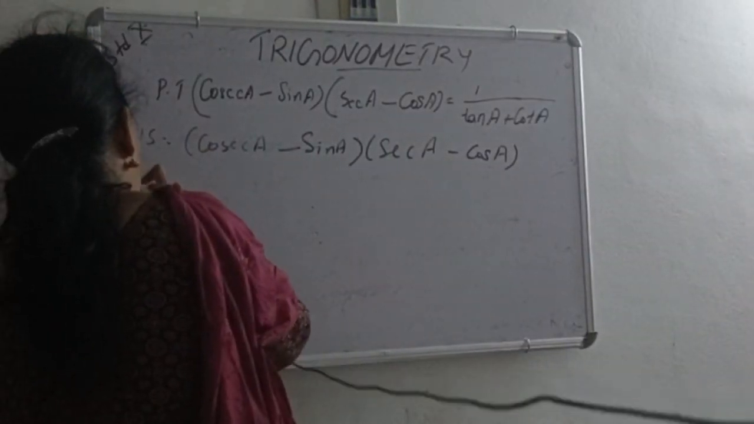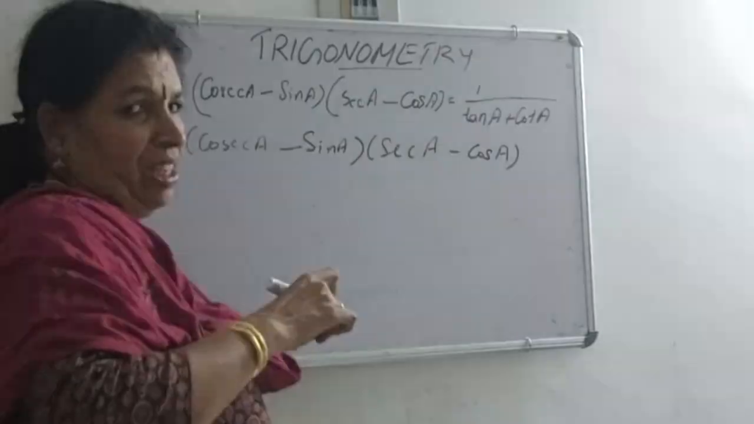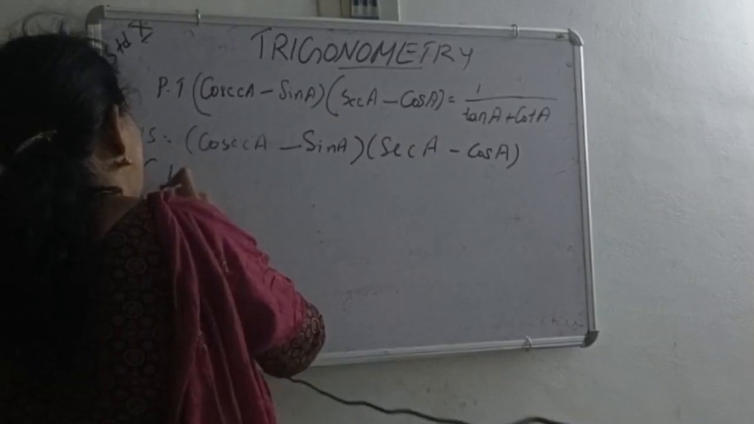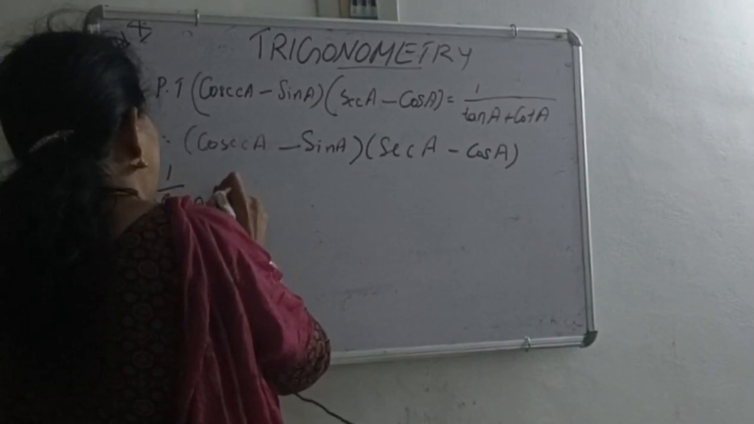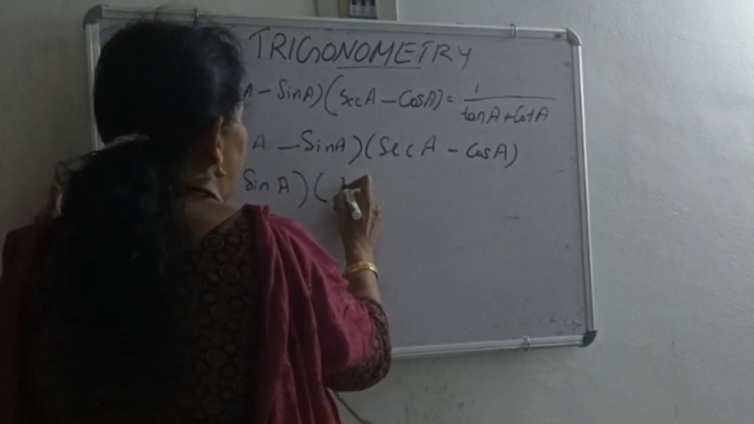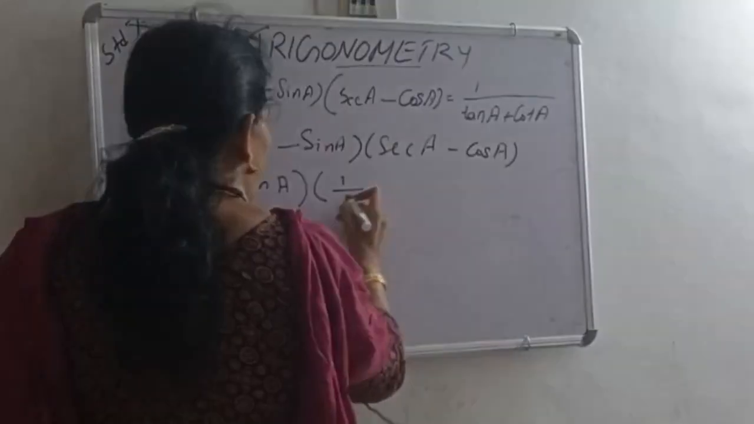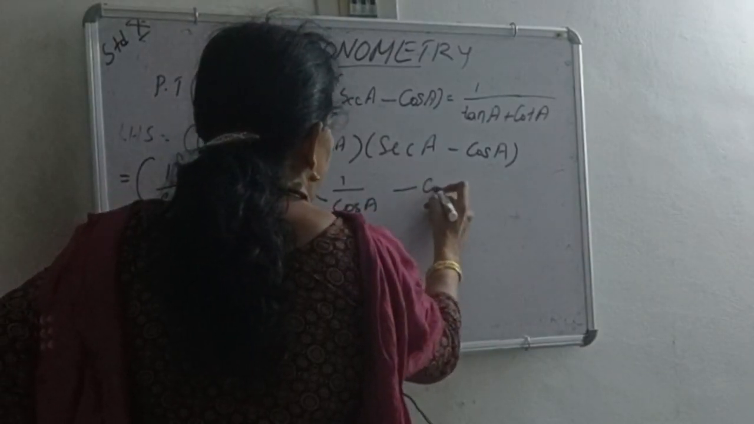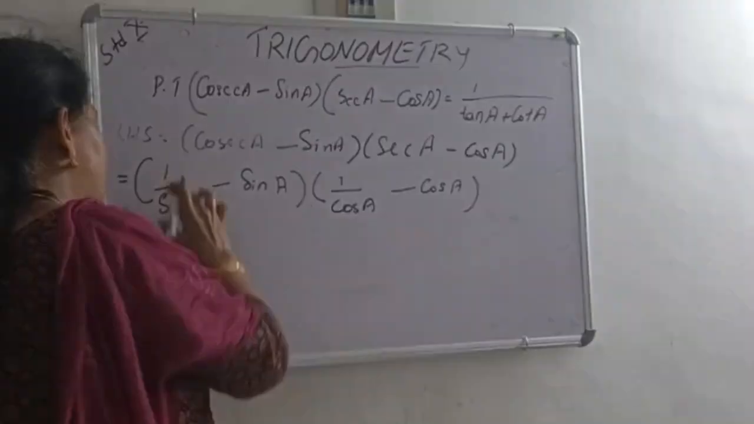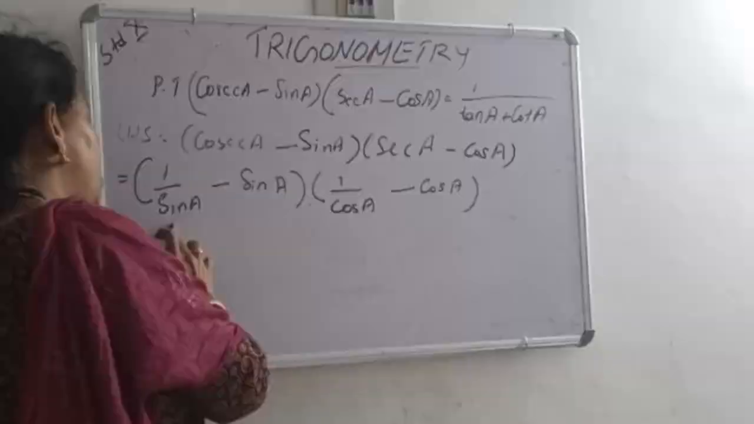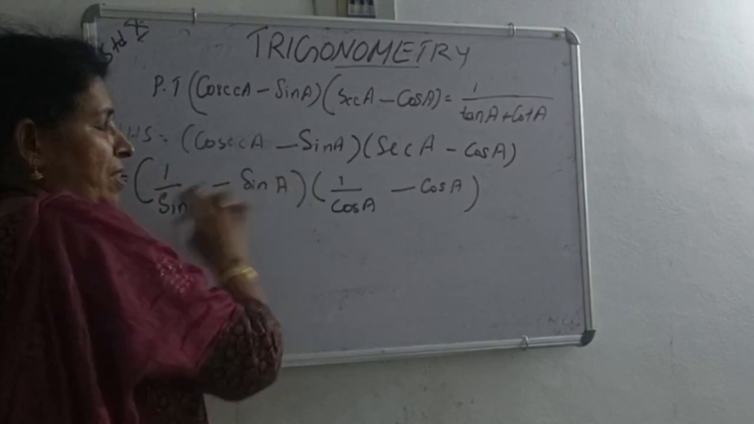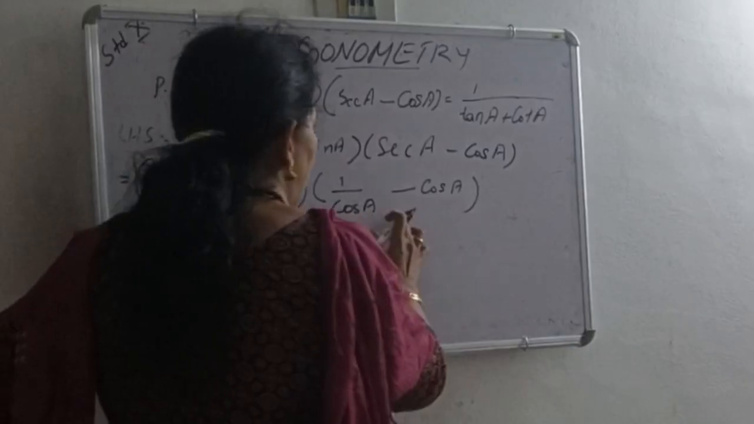Cosec A is the opposite of sin A. Cosec and sin are opposite, sec and cos are opposite. Instead of cosec A, we write 1 by sin A, minus sin A, into sec A. Instead of sec A, we write 1 by cos A, minus cos A. Cosec A is 1 by sin A minus sin A into sec A is 1 by cos A minus cos A.